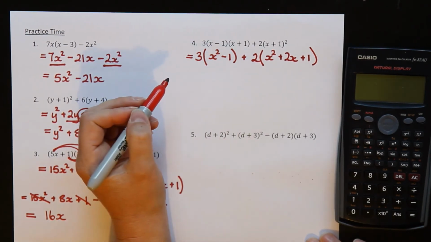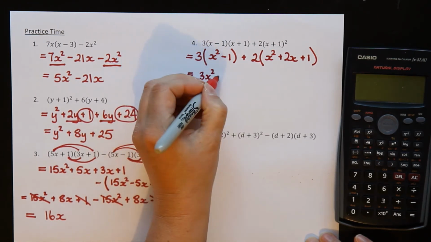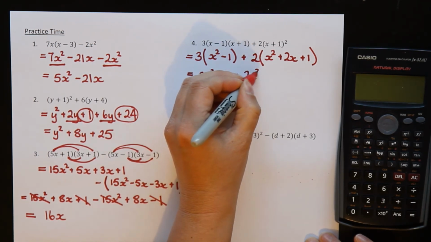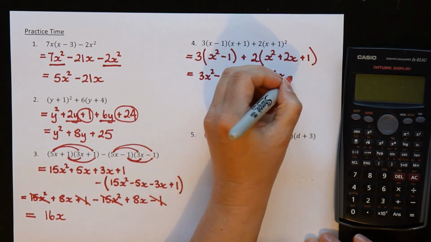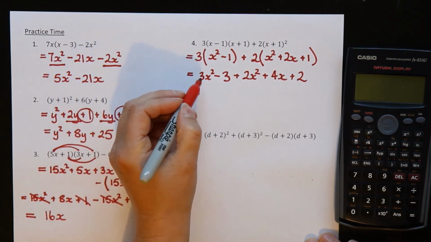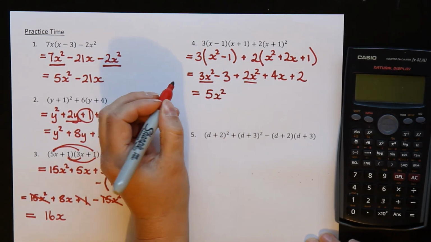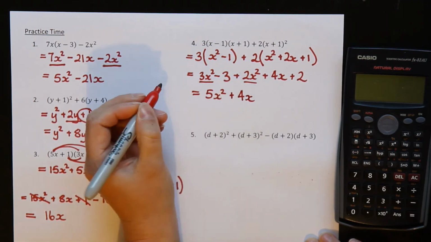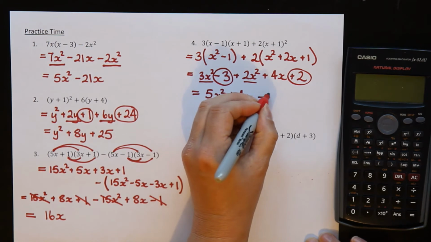Now expanding our numbers into those brackets, we get 3x squared, and 3 times minus 1 is minus 3. Then we're going to get 2 times x squared, so 2x squared. 2 times 2x makes 4x, and 2 times 1 makes 2. Now we can collect up our like terms. 3x squared plus 2x squared is 5x squared. Then my x term, I just have one of them, so 4x. But I have minus 3 and plus 2 that can go together to give me a negative 1.